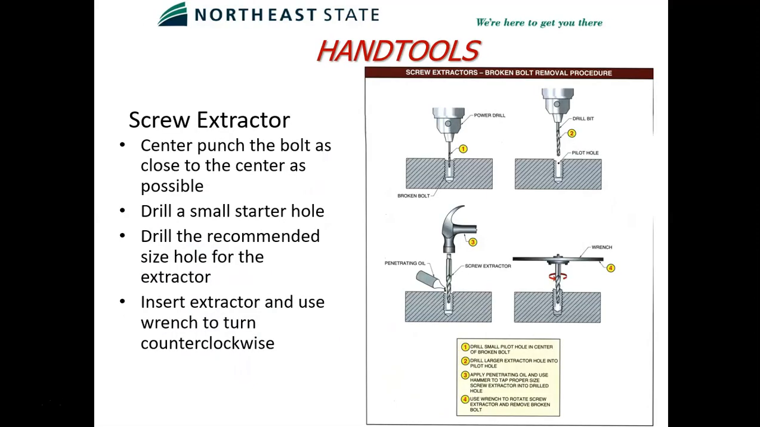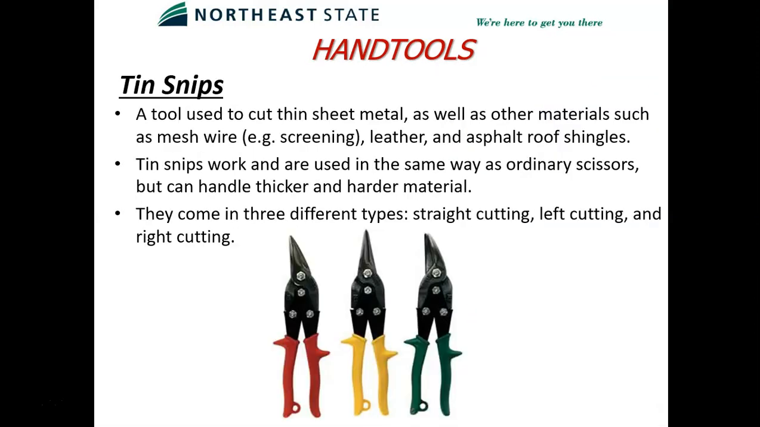So here are some pictures of using the extractor. You drill a hole down the center, as close to the center as possible, of the broken bolt. Make it the right size for your extractor. That particular one shown on the bottom left is a wedge type. You put it in, and then you back it out with a wrench. Pretty simple looking in the pictures there.